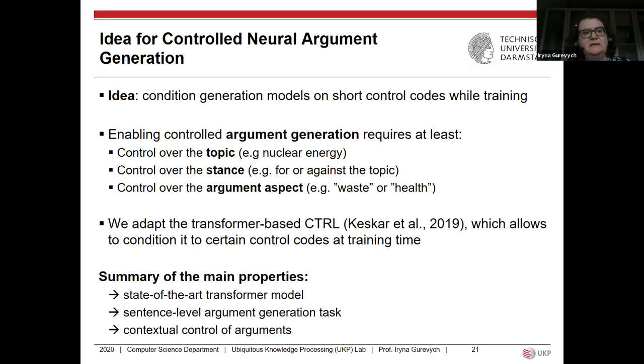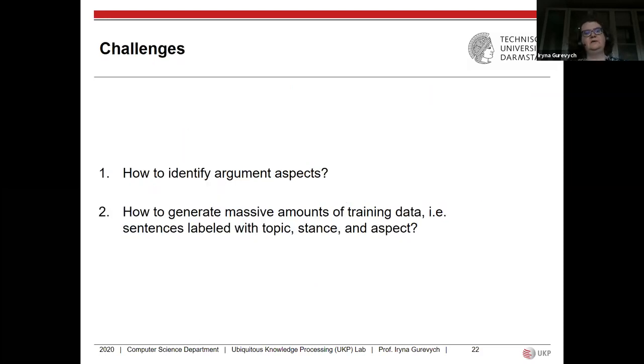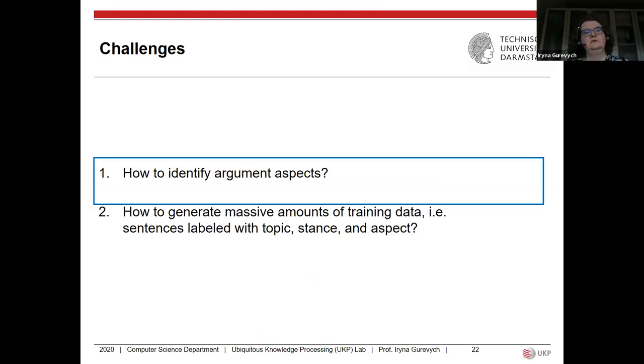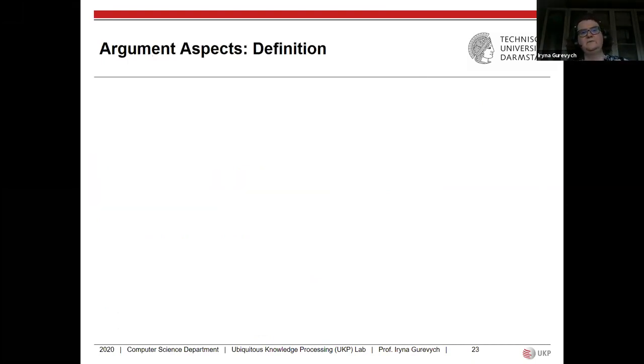In solving this problem, there are 2 main challenges. The first challenge is how to identify argument aspects, because there exists no previous work that allows to do so. And the second challenge is, as you know, transformer models are very data hungry, and we need massive amounts of training data which do not exist, like sentences labeled with topic, stance, and aspect. So now I'm first going to talk about the identification of argument aspects.